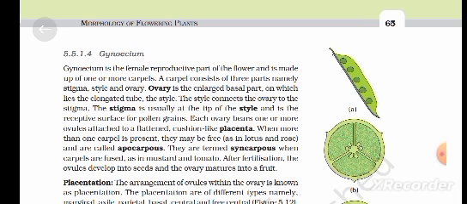When more than one carpel is present, they may be free, as in lotus and rose, and are called apocarpous. They are termed syncarpous when the carpels are fused, as in mustard and tomato. After fertilization, the ovule develops into a seed and the ovary develops into a fruit.